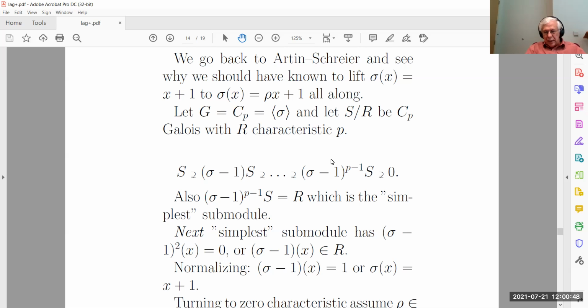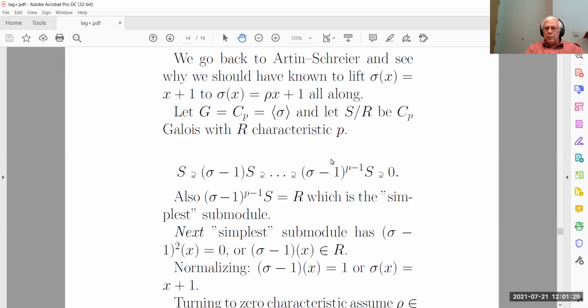All right, so let's take R characteristic P, G the cyclic group of order P. So the group algebra R of G is just R of T mod T to the P minus 1. And of course, T to the P minus 1 is T minus 1 to the P. So you get a descending series of submodules of S: sigma minus 1, sigma minus 1 squared, all the way up to sigma minus 1 to the p minus 1, and then the next to the last step is that sigma minus 1 to the p minus 1 times S is R.